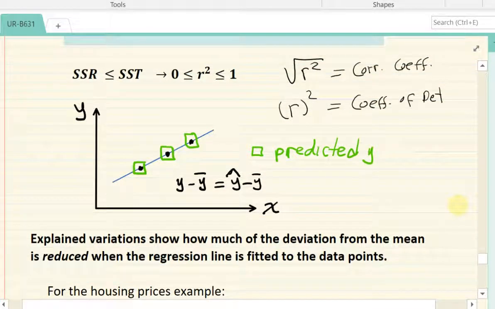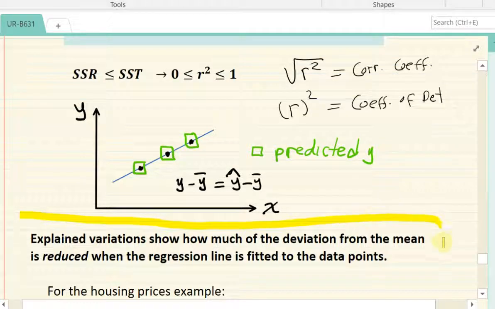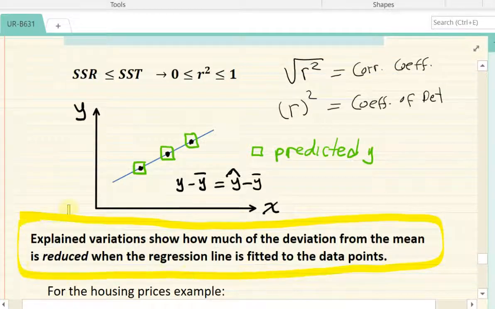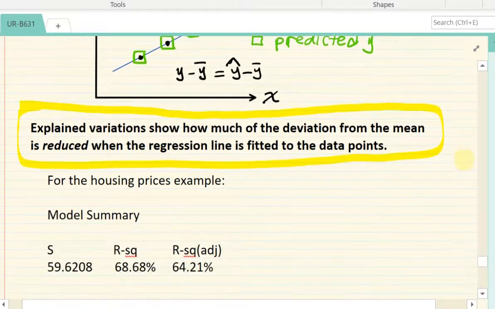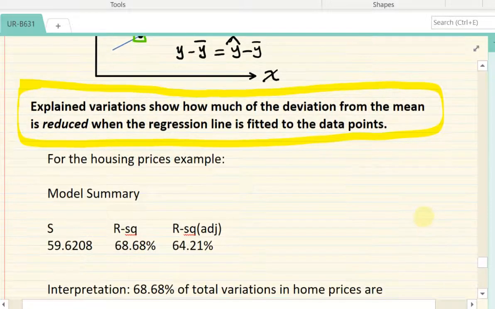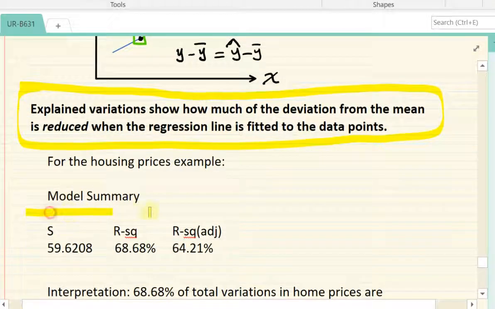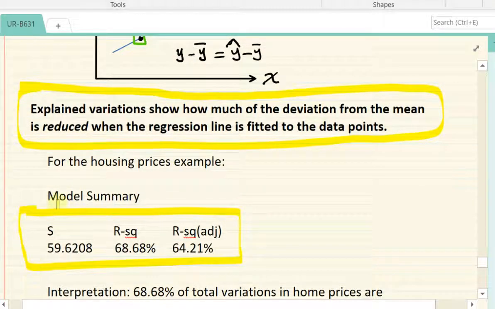And here again I have explained variation. What do we mean by that? Explained variation shows how much of the deviation from the mean is reduced when the regression line is fitted to the data points. Now, for our housing prices example we did earlier, this is the model summary. This was part of the output in Minitab.